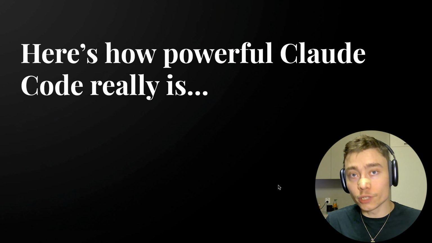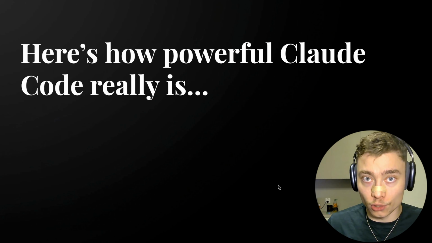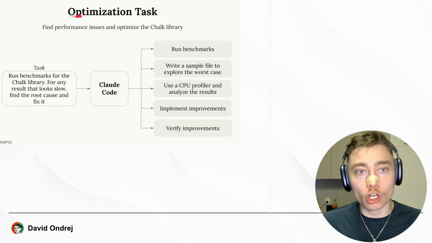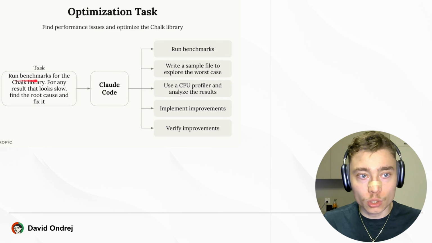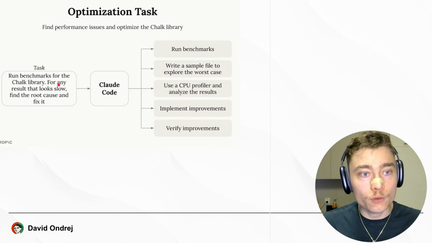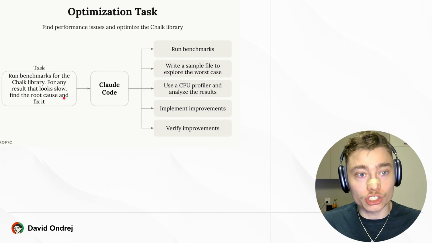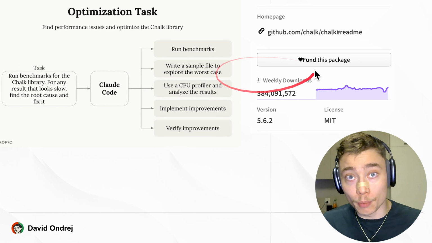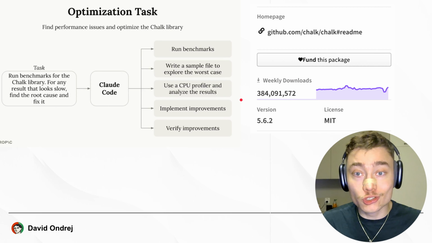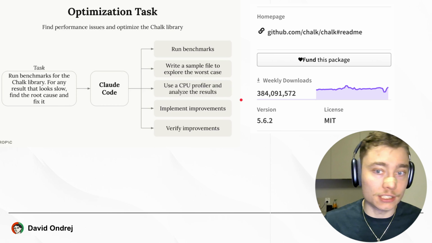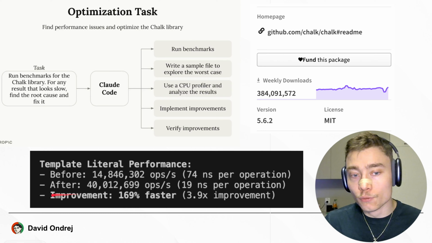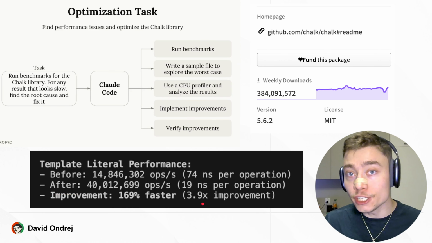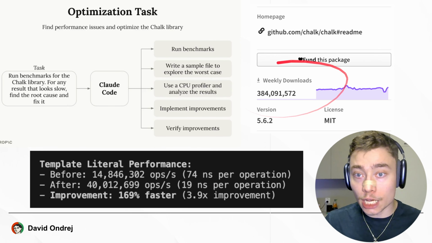And here are a few examples to show you just how powerful Claude Code really is. First, we have this optimization task that Claude Code was tasked to do with the following prompt. Run benchmarks for the Chalk library. For any result that looks slow, find the root cause and fix it. Keep in mind that this is a super popular library with nearly 400 million weekly downloads. So you would think that this is already very optimized, but Claude Code actually managed to find serious improvements. For one specific use case, it even managed to find a 3.9x improvement in speed in a library that literally tens of millions of applications use.